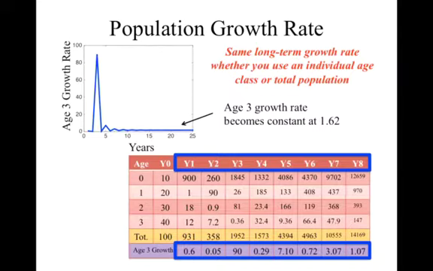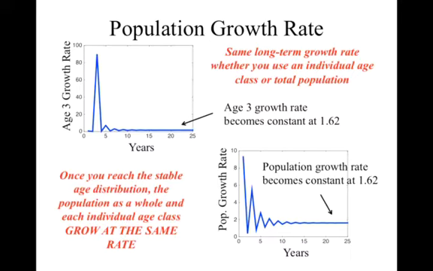You have the same long-term growth rate whether you look at an individual age class or a total population. And that's always, always, always going to be true once you reach a stable age distribution. The population as a whole and each individual age class grow at the same rate. So with these life tables, that will always be true. As soon as you reach a stable age distribution, your population will grow at a particular rate, and each age class in that population will grow at the same rate. That's the only way that you can keep those age ratios constant from 1 year to the next. If they all grow at the same rate, they're all kind of growing in step together in the same way.